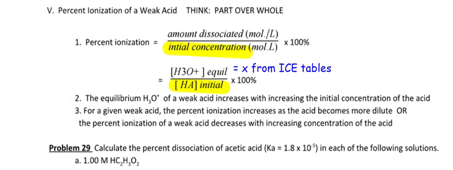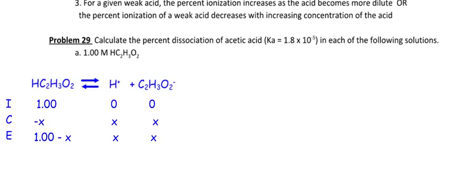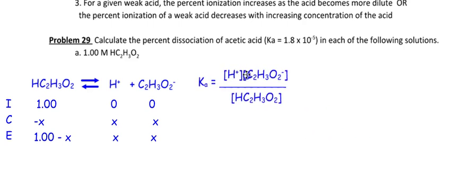Okay, so let's do problem number 29. It says calculate the percent dissociation of acetic acid in each of the following solutions. So I will start off with a 1 molar, all right? Notice how I start off my ice table every single time. So don't be lazy, always do an ice table, okay? And now what? We need to solve for what the H plus is. We need to figure out what X is, because that will then be my numerator for the percent dissociation.